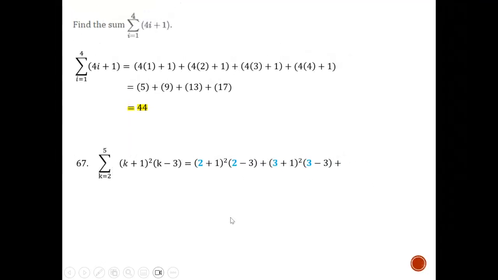What did I do here? Okay, here we go. It'll be 4 plus 1 squared times 4 minus 3. And then, guys, for the 5, I ran out of space, so I'm going to put it here at the bottom. It'll be 5 plus 1 squared times 5 minus 3.